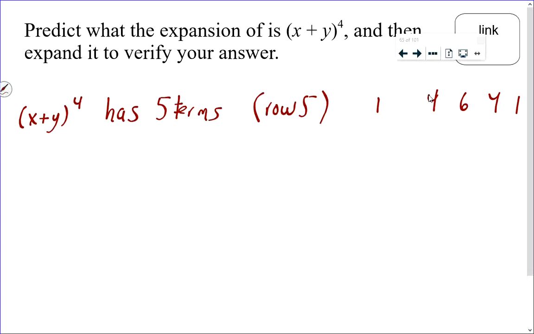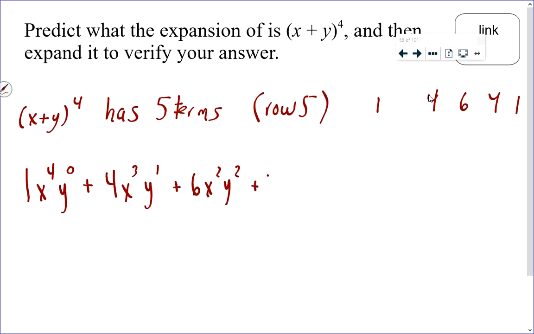So x plus y to the 4 will contain 1. The coefficient is the first number in that row. It will contain x raised to the 4, and it will contain y to the 0. My next term is going to contain a coefficient of 4. It will contain x cubed, y to the 1. So x is losing an exponent each time, y is gaining an exponent each time. Then 6, and it will be x squared, y squared.